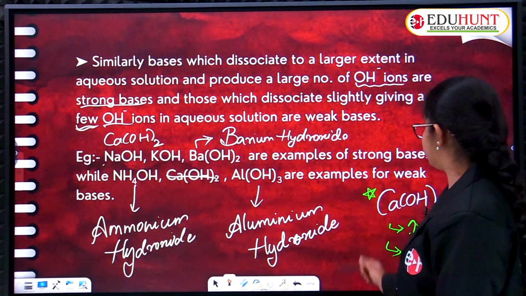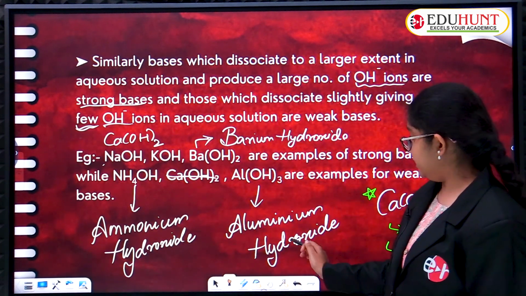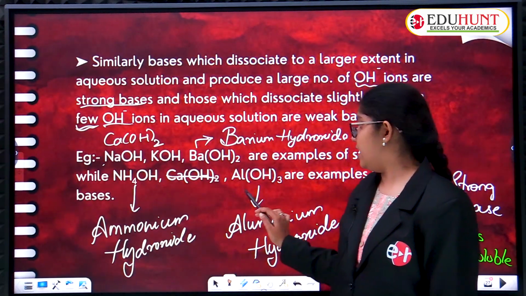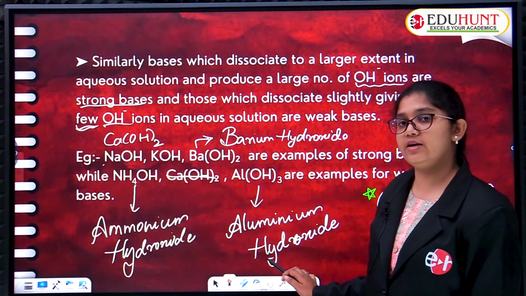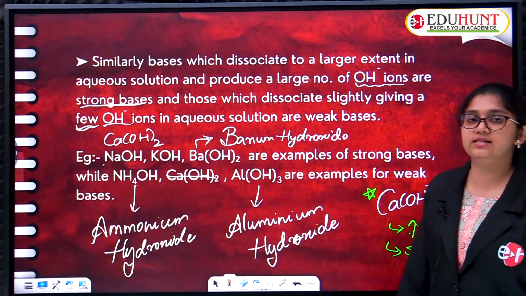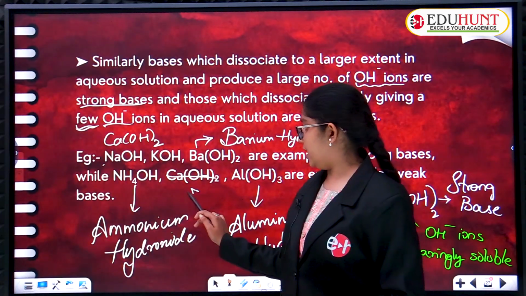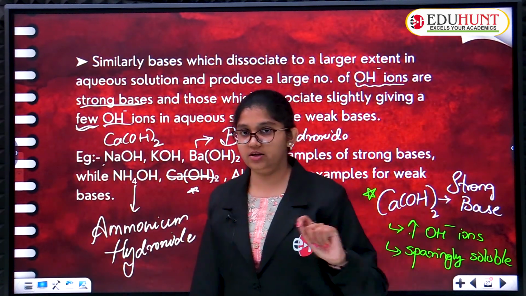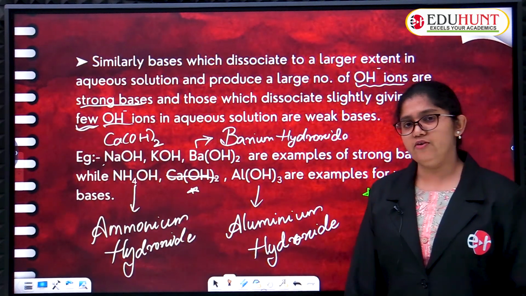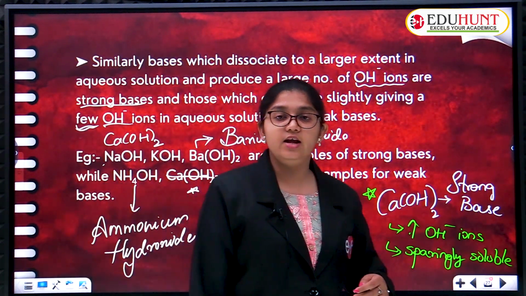Here, given ammonium hydroxide, NH4OH, and aluminium hydroxide, Al(OH)3, these two and some other examples are there for weak bases. But here the main important point, the exception is calcium hydroxide, so make the chart corrected in your books. So here it is all about the similarities of acids and bases regarding the strengths according to Arrhenius theory. Okay, now we will see what's next.